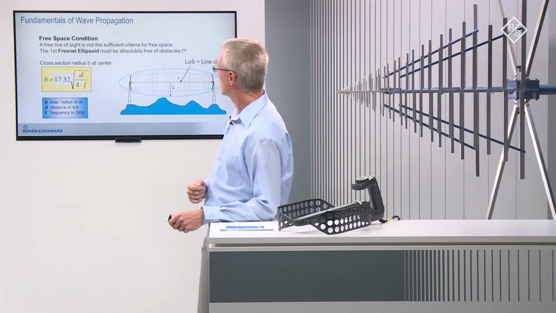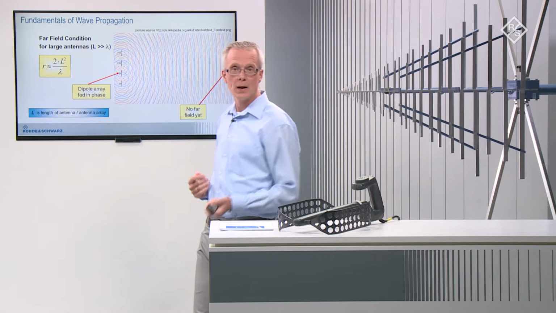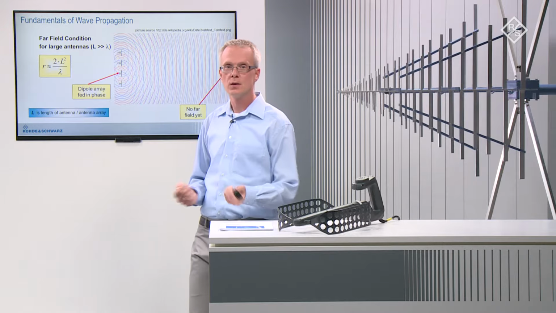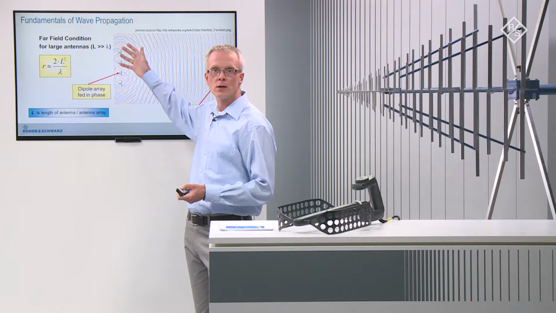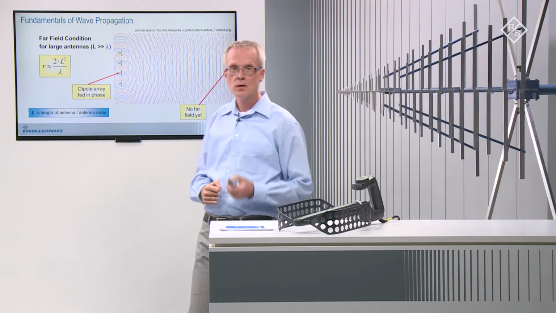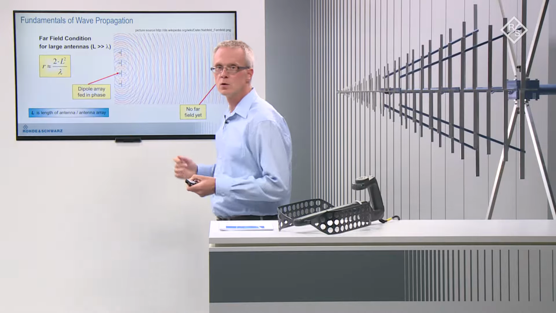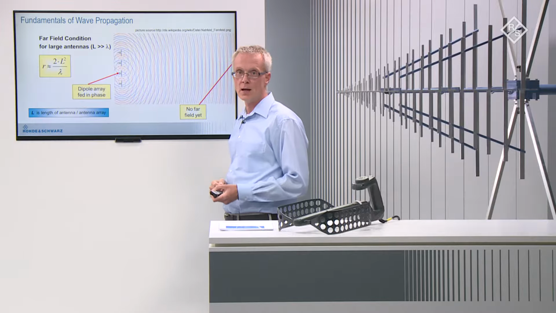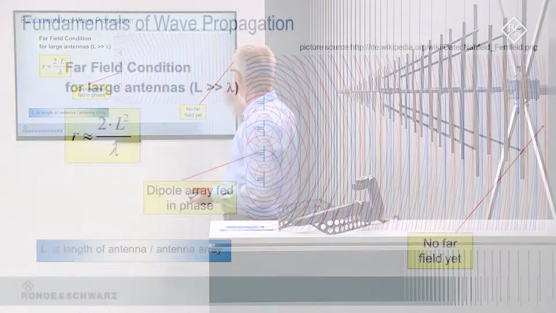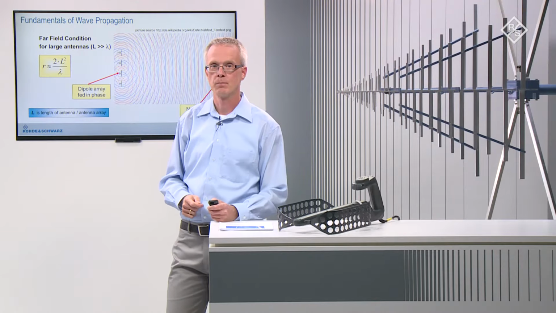For large antennas, meaning antennas with dimensions much larger than the wavelengths, the situation is different. As an example, a dipole array is shown. This array consists of multiple dipoles fed in phase. If we look at the superposition of the field lines at a large distance from the array, we can see that they are not parallel to each other. So even at this large distance, we have not reached the far field conditions yet.